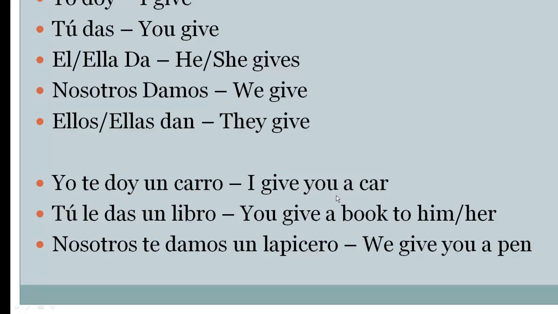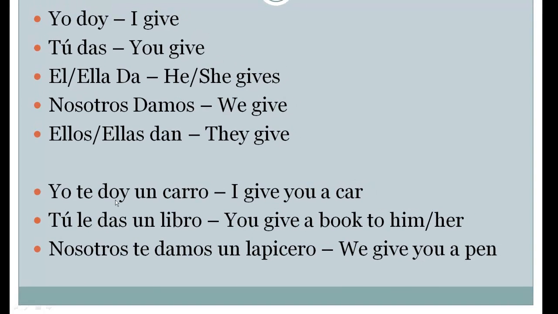Yo te doy un carro. I give you a car. Yo te doy. Yo and doy, you see that? You put in the pronoun in between, which is te. Tú le das un libro. You give a book to him or her. Tú and das, you see that? Just put le in between. Nosotros te damos un lapicero. We give you a pen. Nosotros damos and te.